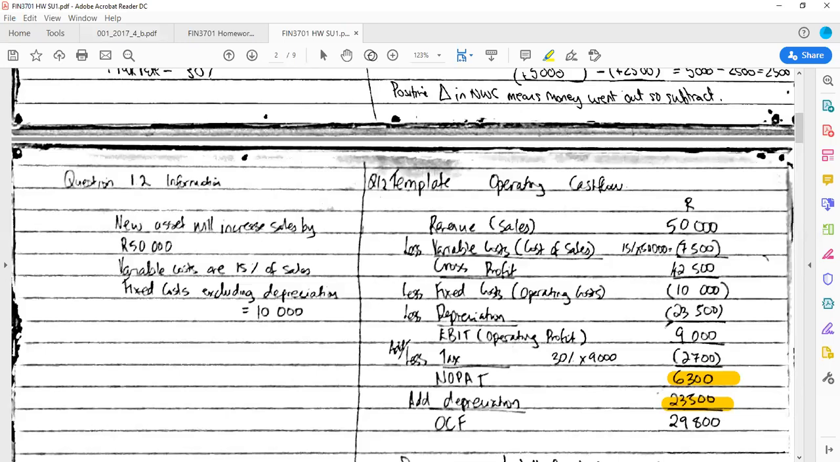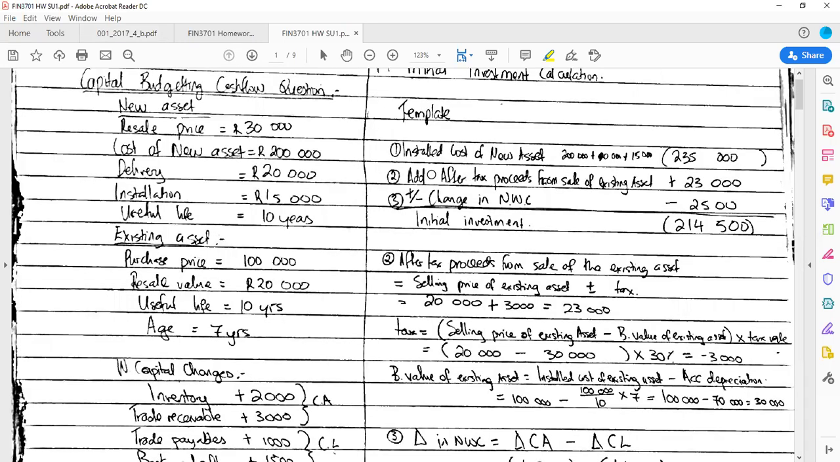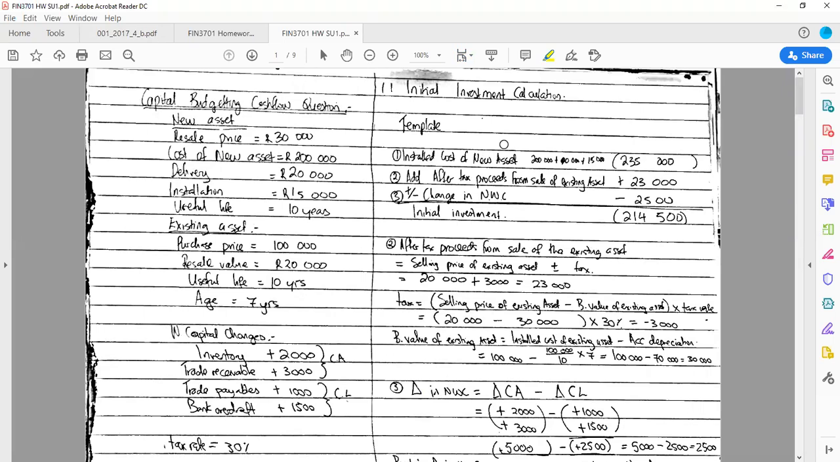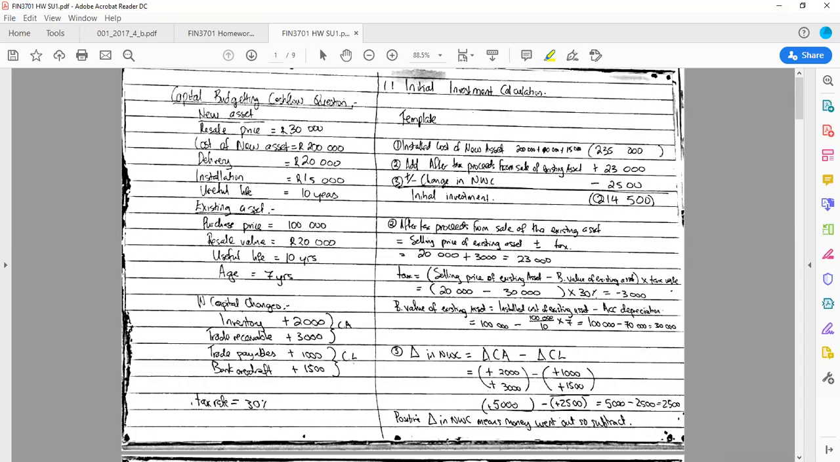The calculation for the initial investment is up on the screen right here. Just go through, you can pause, and then compare this calculation with what you've done. Basically, you had to get the initial investment, and I've put all the information summarized here with regards to that question. So hopefully you were able to do that.